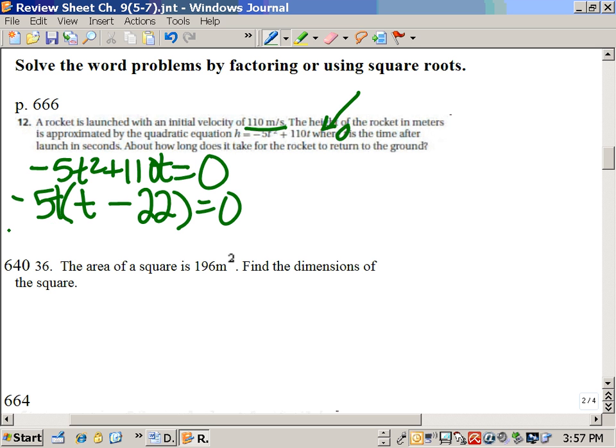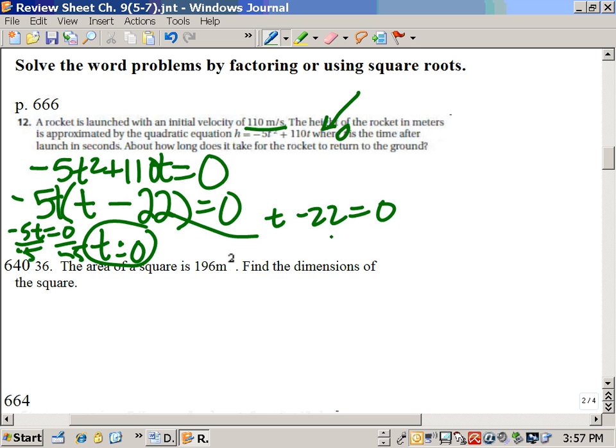Okay, this negative 5t is going to give me negative 5t equals 0. When I divide by negative 5, I still get t equals 0 for the first answer. My second answer, I have t minus 22 equals 0. Add 22 to each side, and t equals 22.